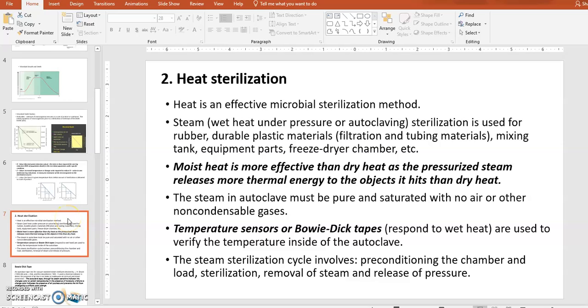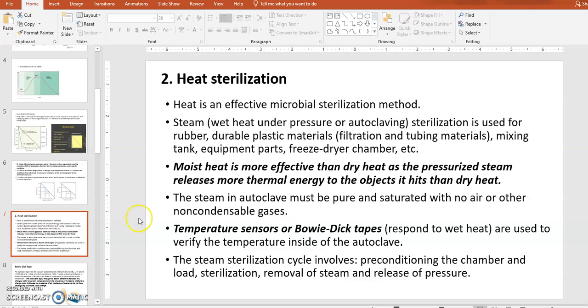Heat is one of the most efficient sterilization methods, of course. Heat can effectively kill microbial cells. Then how do you generate heat? Do you use dry heat or wet heat? If you use steam, you consider that a wet heat because there's steam vapor transmitting heat, which is more efficient. So actually steam is preferable, okay?